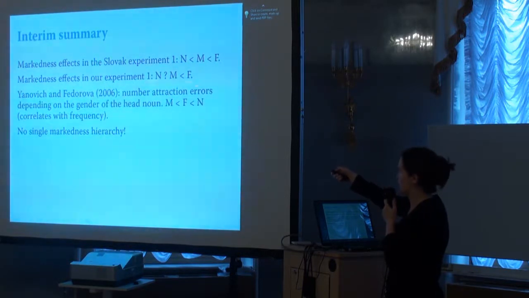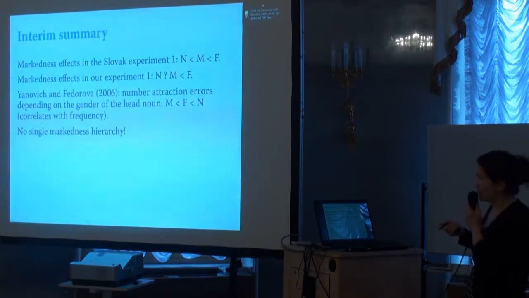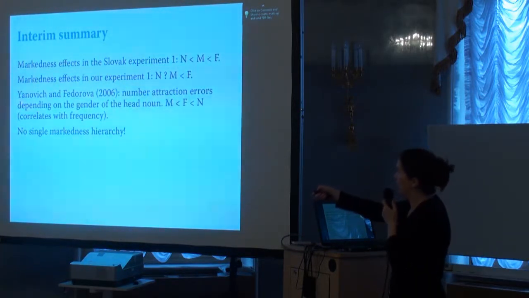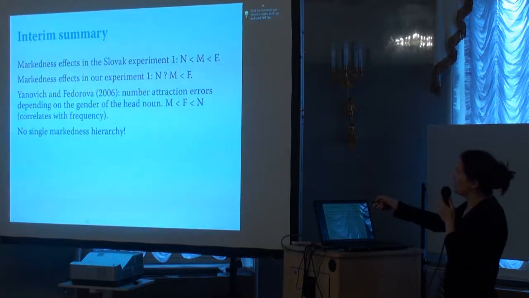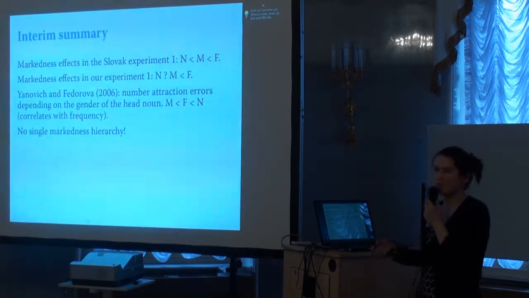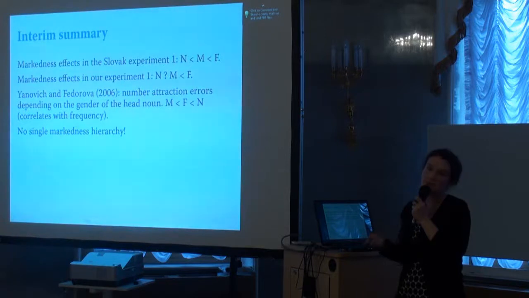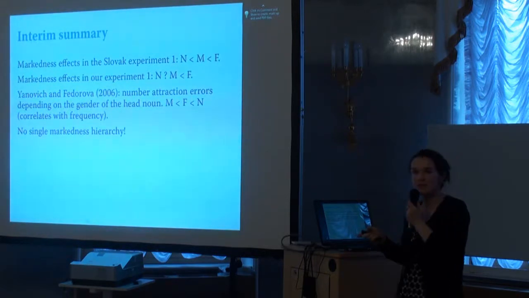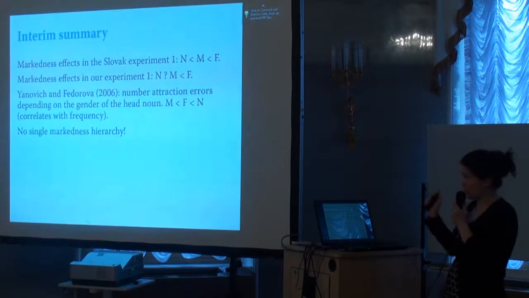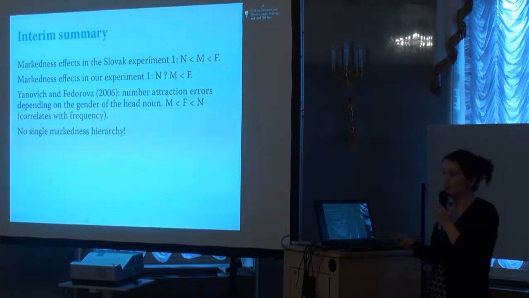Here are markedness effects we got so far in our first experiment. But what's more interesting here is that in a previous experiment on Russian, done by Igor Yanovich and Olga Fedorova, they didn't look at gender, they looked at number, and they found that number attraction errors depend on the gender of the head noun. And here you get a different hierarchy of these gender features. They found a lot of mistakes in number with neuter heads, fewer mistakes with feminine heads, and even fewer mistakes with masculine heads.